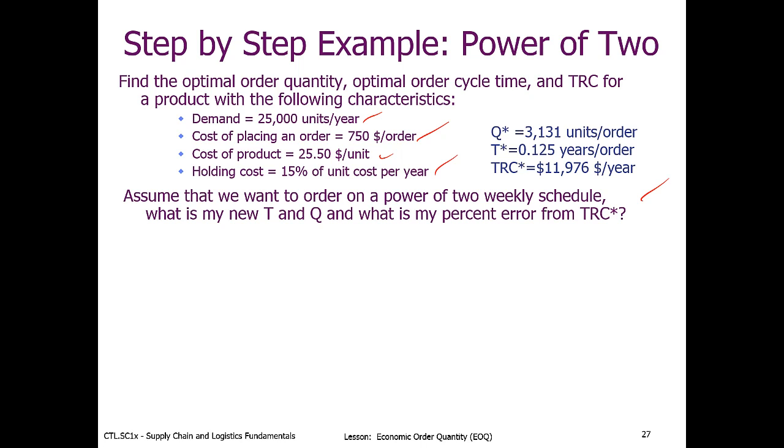What should I do? Well, let's say my base period is going to be a week, because I order things generally on a weekly basis. So what is my T star going to be? Well, my T star is going to be equal to 52, because there's 52 weeks in the year, times 0.125. And that comes out to be 6.5 weeks per order. There we go.